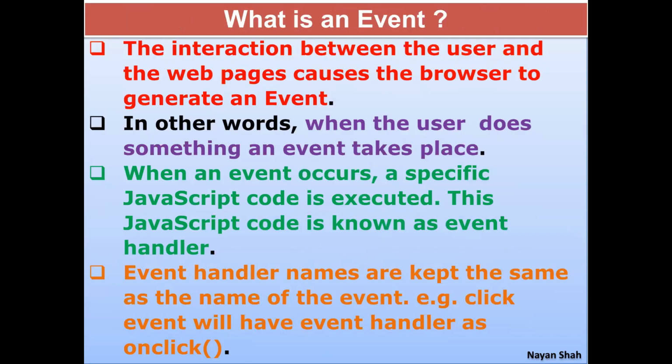Event means ghatna. Whenever the user does something on a web page, whatever the user does on the web page is called an event. If I click somewhere on the web page, it's an event. If I click on a submit button, it's an event. If I type my username, it's an event. If I delete my username, it's an event. So event means anything the user does on a web page which causes the browser to generate an event. In other words, when the user does something, an event takes place.